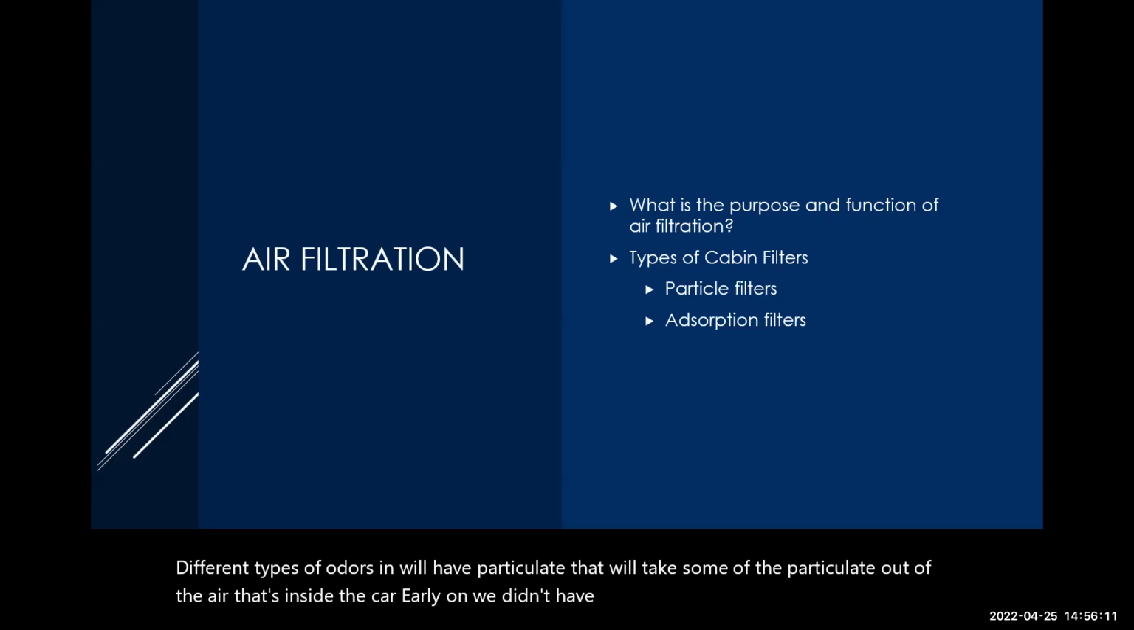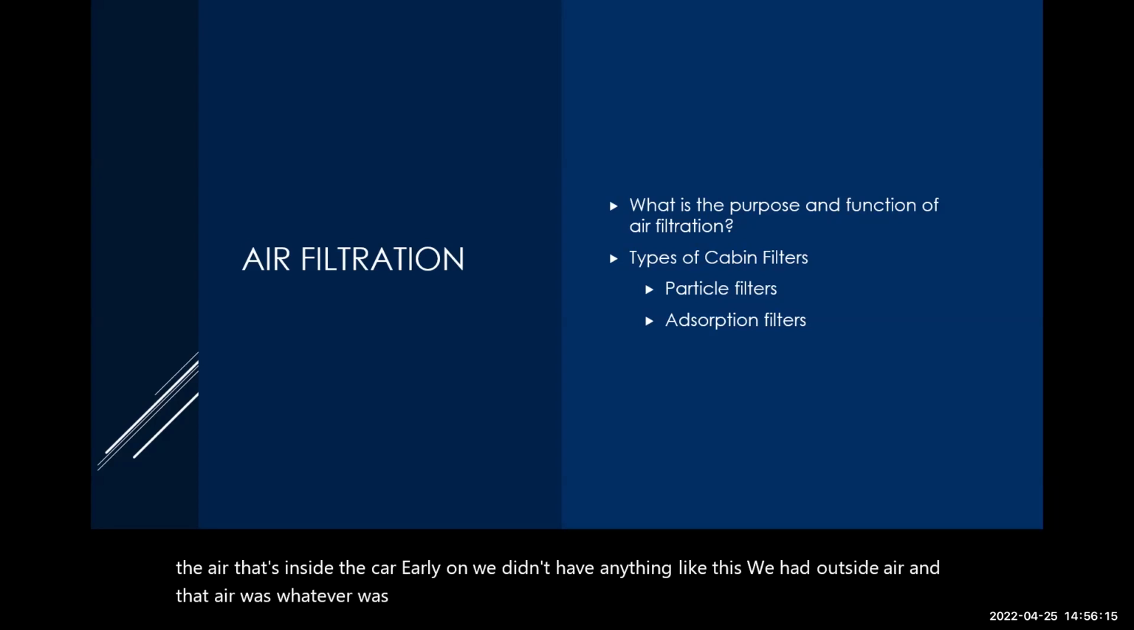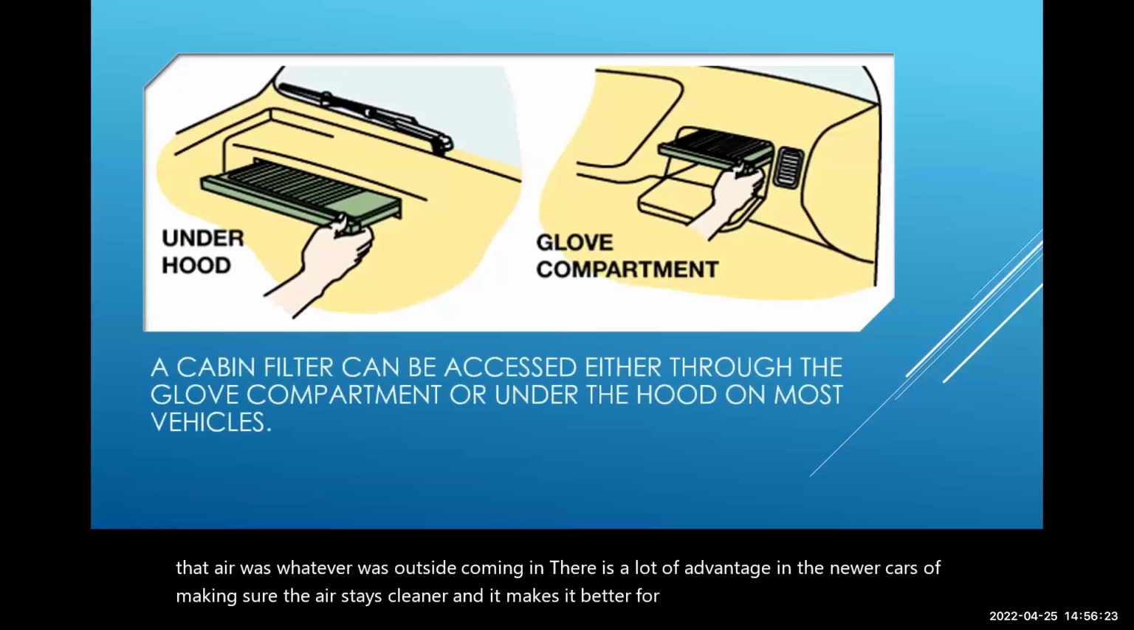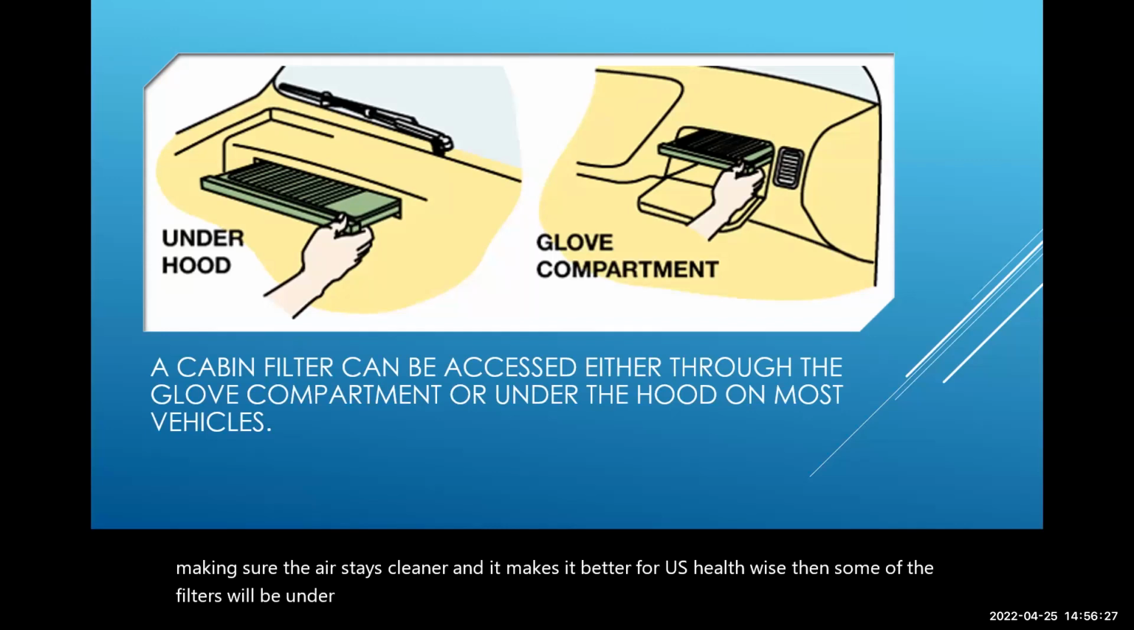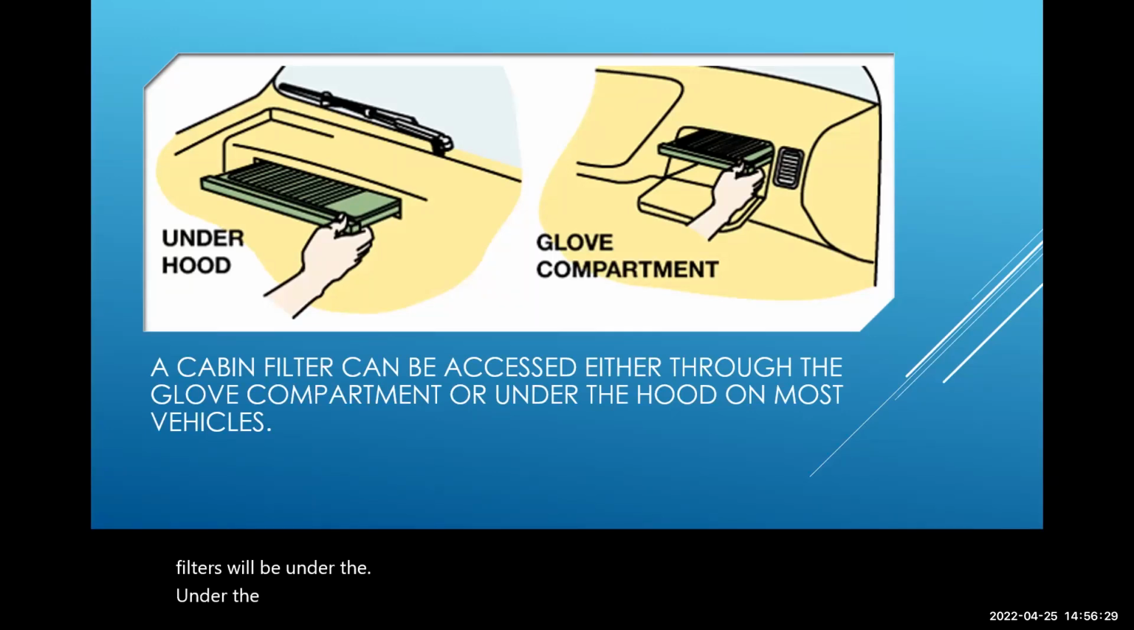We had outside air, and that air was whatever was outside coming in. There is a lot of advantage in the newer cars of making sure the air stays cleaner, and it makes it better for us health-wise. Then, some of the filters will be under the dash. Some will be in the glove compartment, so it could be either way. It just depends on your vehicle and how it's mounted.